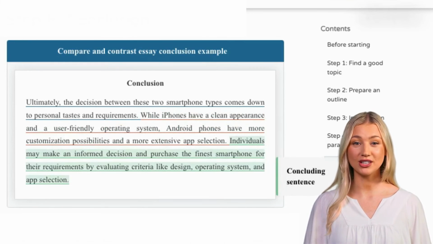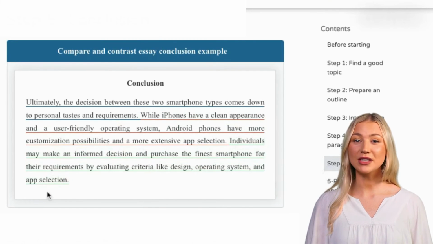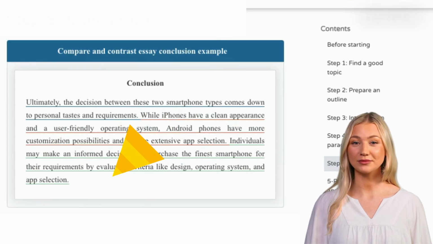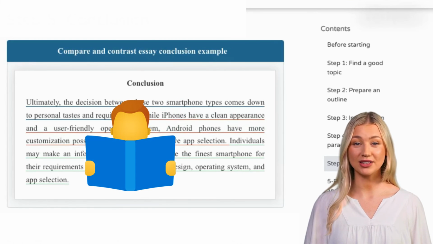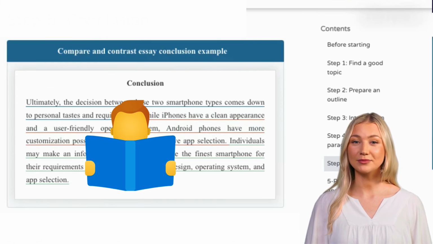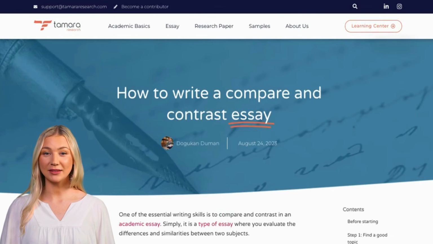With a proper conclusion paragraph, you have yourself a well-structured compare and contrast paper, so congratulations. But as a final tip, don't forget to read your essay once more to catch any possible mistakes before delivering it. That's all we have for today.